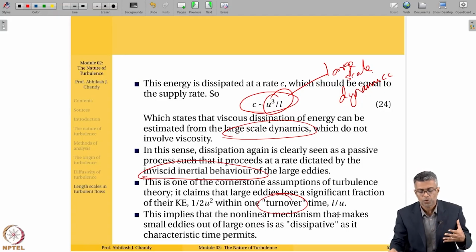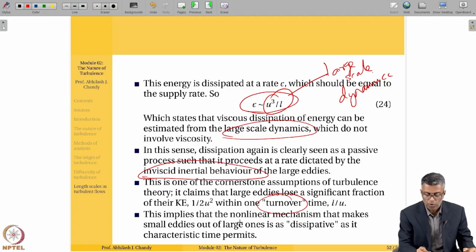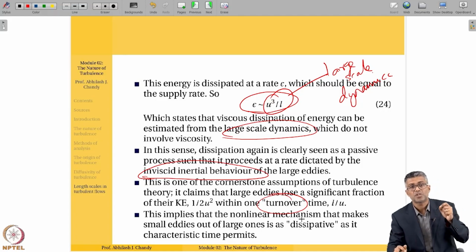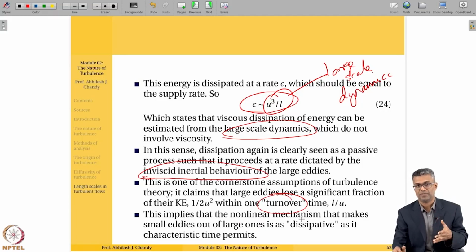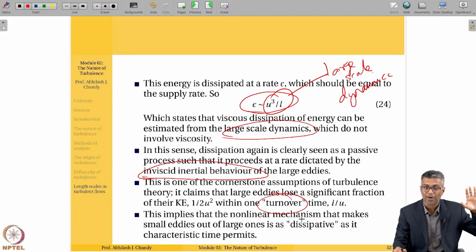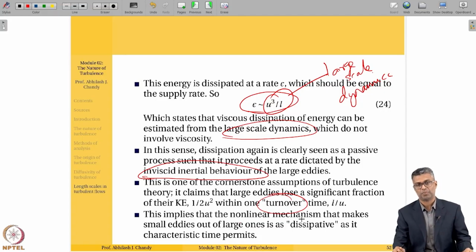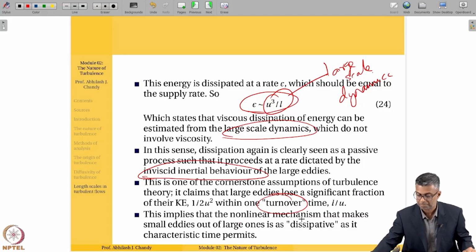So what does this also mean? This also means that the nonlinear mechanism that makes small eddies out of large ones, the large scales breaking down into small scales, is as dissipative as the characteristic time permits, even though the dissipation is not happening at the large scales. And that characteristic time is this eddy turnover time. I hope that is clear.